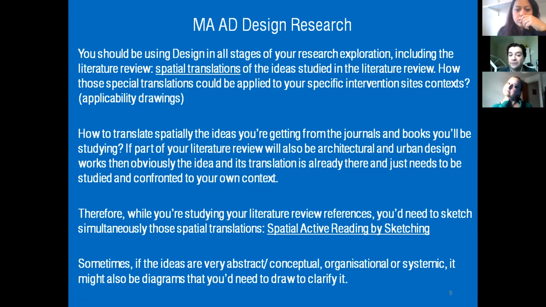If part of your research review will also be architecture and urban design works, then obviously the idea and its translation is already there and just needs to be studied and confronted with your own context. But the first question, how to translate spatially the ideas that you're getting from a more theoretical literature review, is something that you're going to practice with us, in the units and also in the analysis of precedent. You're going to learn how to translate ideas into space.